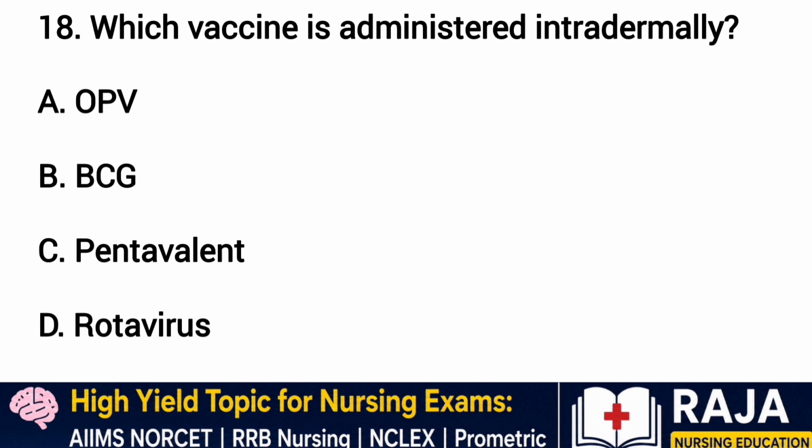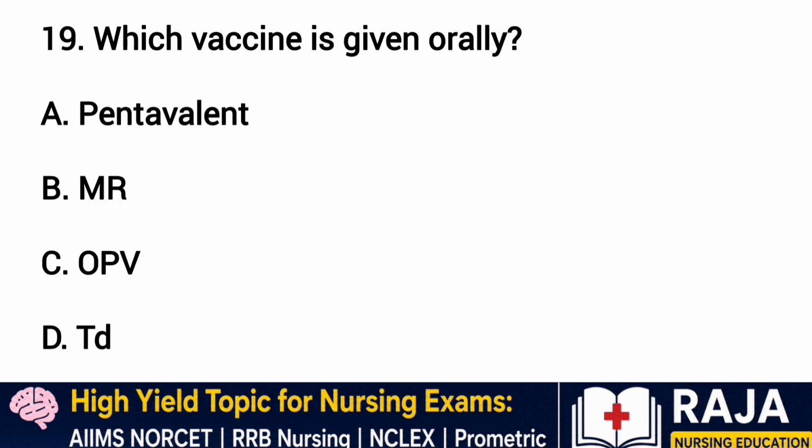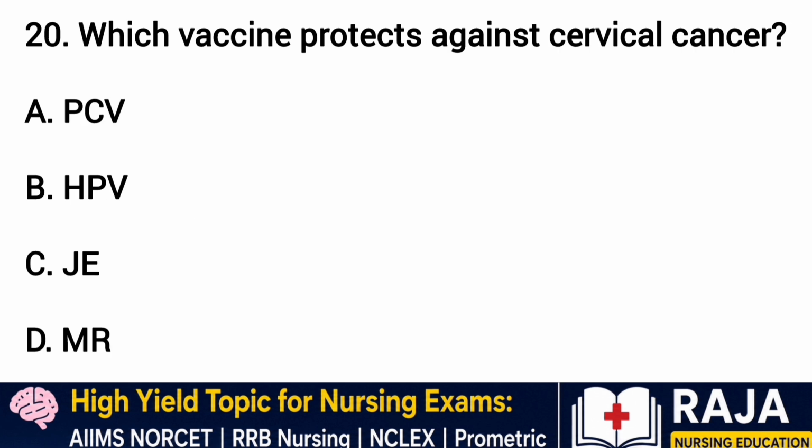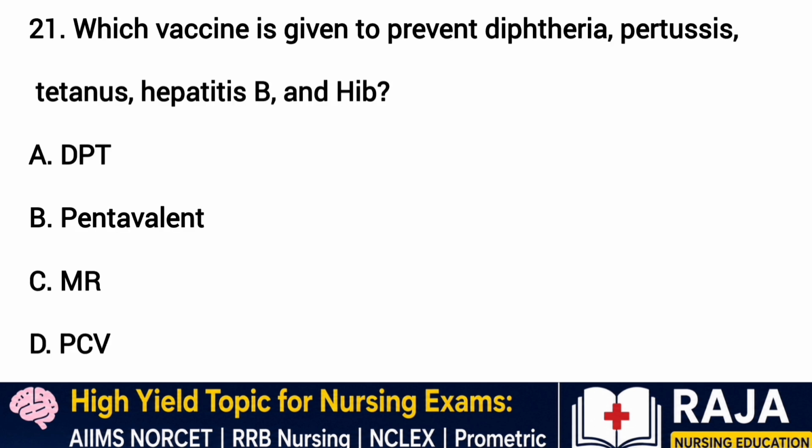Which vaccine is administered intradermally? The answer is B. BCG. Which vaccine is given orally? The answer is C. OPV. Which vaccine protects against cervical cancer? The answer is B. HPV. Which vaccine is given to prevent diphtheria, pertussis, tetanus, hepatitis B and HIV? The answer is B. Pentavalent.